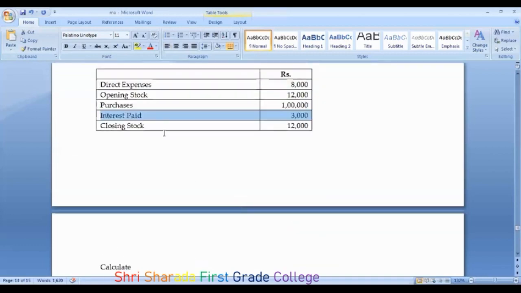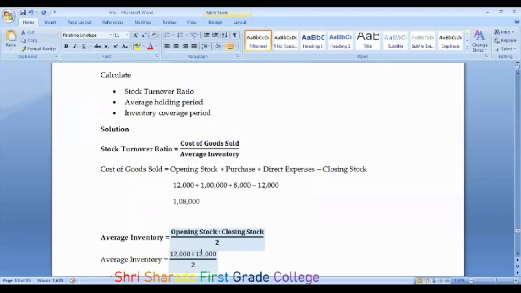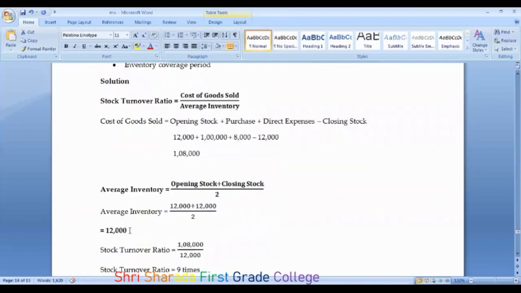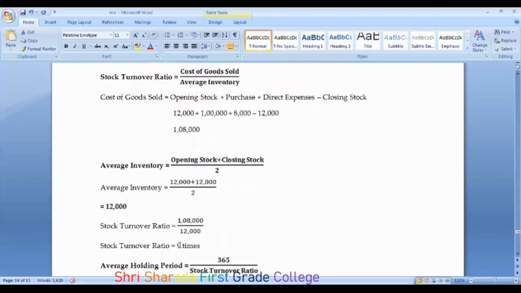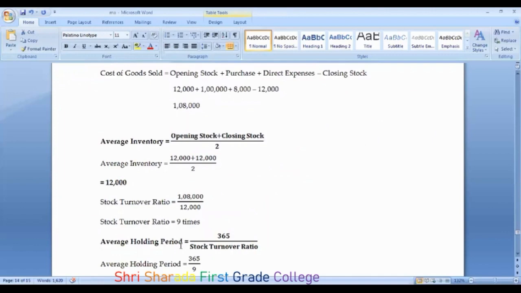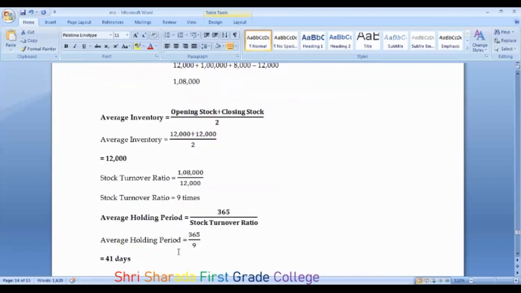See, there is no stock given directly here. There is opening stock as well as closing stock. You can easily find out the opening stock and the closing stock, add them and divide by 2, and you get 12,000. So the stock turnover ratio is 9 times. Clear? Now, they have asked you to find out the average holding period.